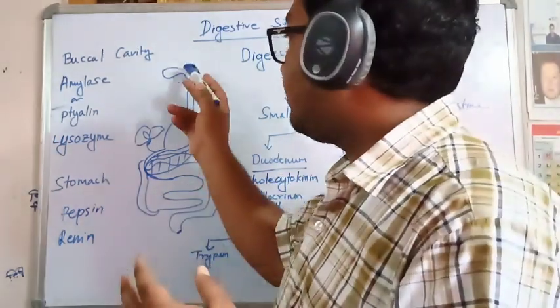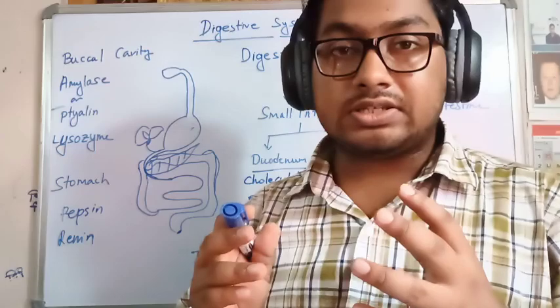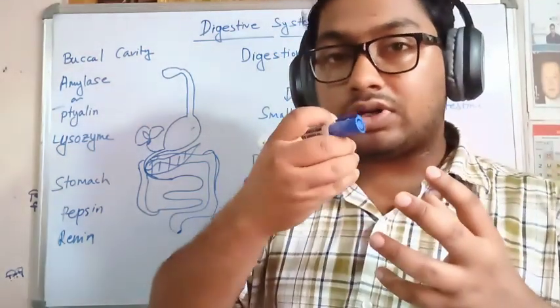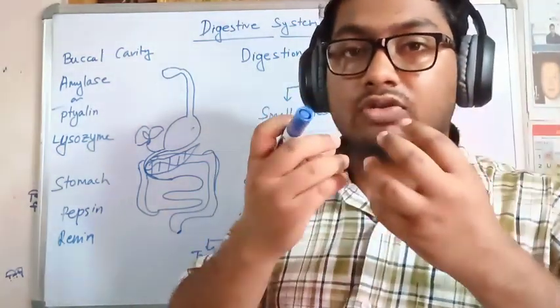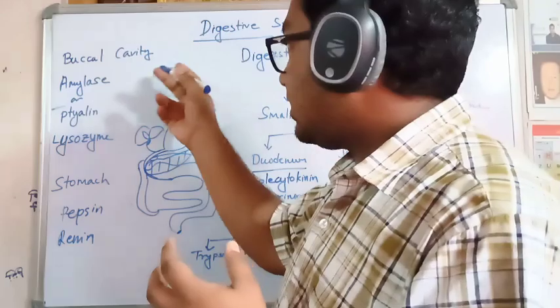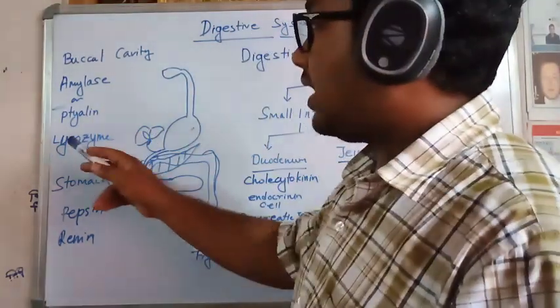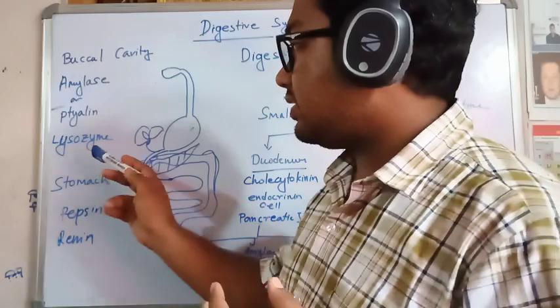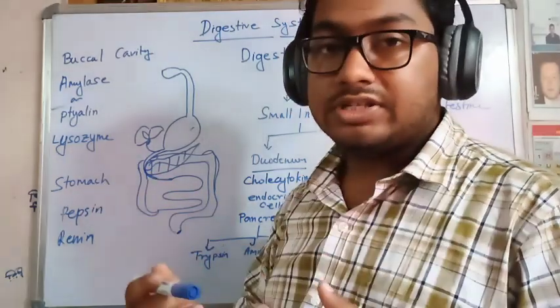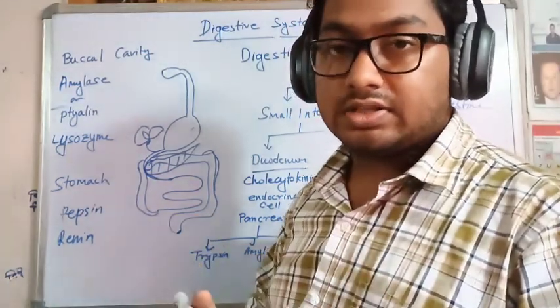So that is where the digestive system first starts: the buccal cavity. When we put in our food, saliva comes out, and with saliva our digestion starts. Also, lysozyme is present in saliva. It's for disinfectant.